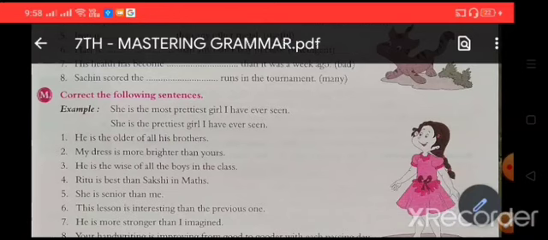Correct the following sentences. She is the most prettiest girl I have ever seen. She is the prettiest girl I have ever seen. He is the older of all his brothers. He is the oldest of all his brothers. My dress is more brighter than yours. So this way we can complete the exercise.